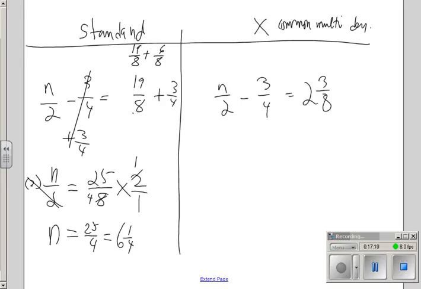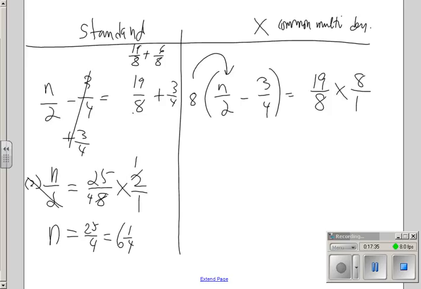Now over here, I'm going to change this back over here. 2 3/8 I'm going to change to 19/8. I'm just going to keep it like that in there. Sometimes it looks better. It's easier to work with. Usually improper is the easier fraction to work with anyway. So I have a 2, a 4, and an 8. My common multiple is, that's right, 8. So I'm going to multiply both sides by that common multiple to create an equation that is fractionless.